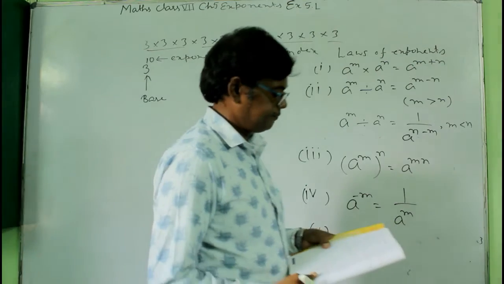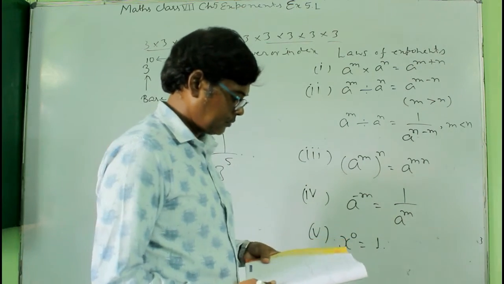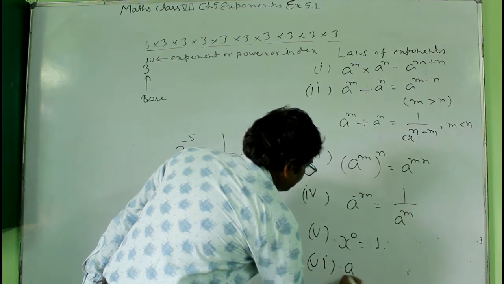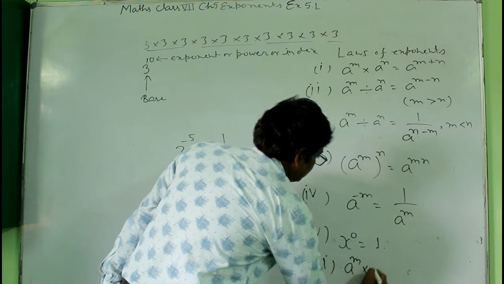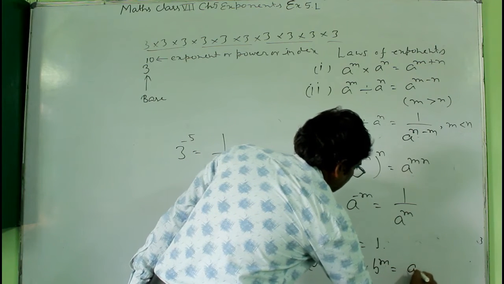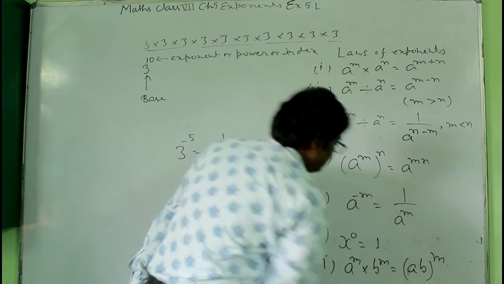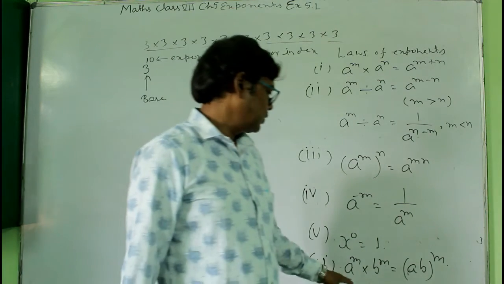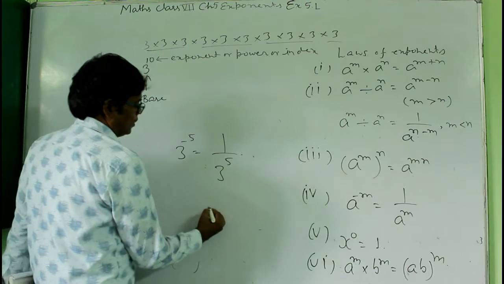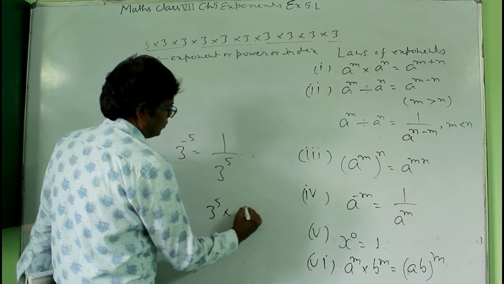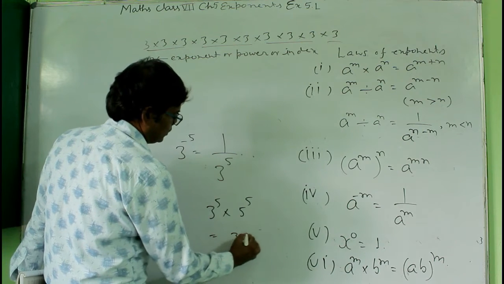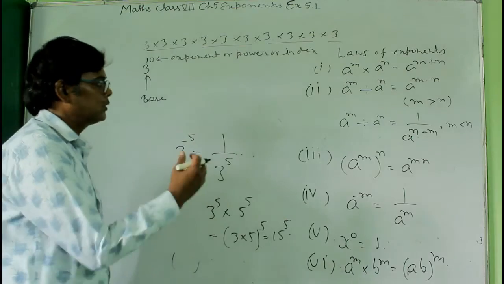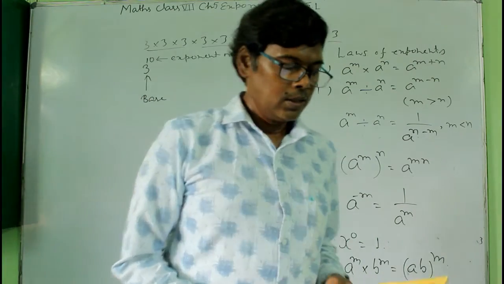And there is one more here, number 6: a to the power m into b to the power m equal to (ab) to the power m. Now observe here that the bases are different, but the power is the same. So in this way we can write, for example, 3 to the power 5 into 5 to the power 5 will be equal to (3 into 5) to the power 5, that is 15 to the power 5. You can write like this. So these are the laws of exponents.